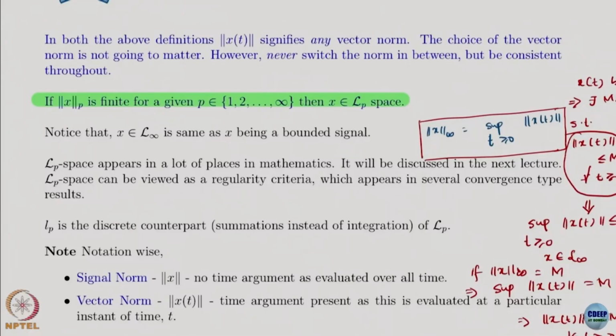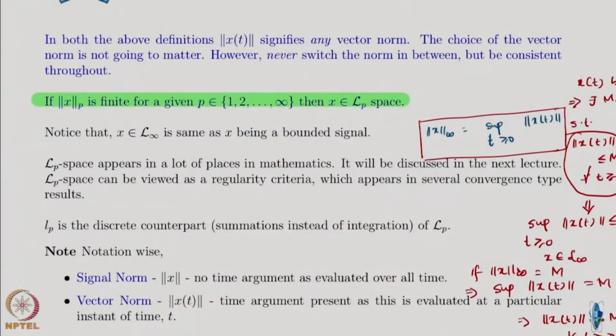Okay, alright. So like I said, in all the above definitions, the vector norm signifies any vector norm. The choice does not matter. However, never switch the norm in between. Be consistent. Whenever a P signal norm is finite, we say that the signal belongs to L_p space. So signal norms actually define a rather big class of functions.